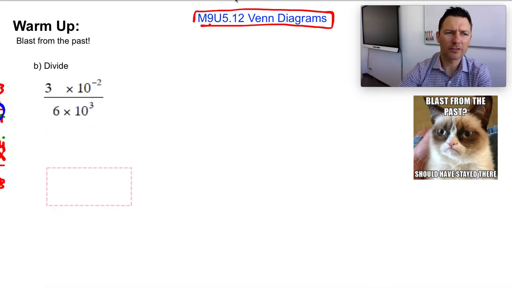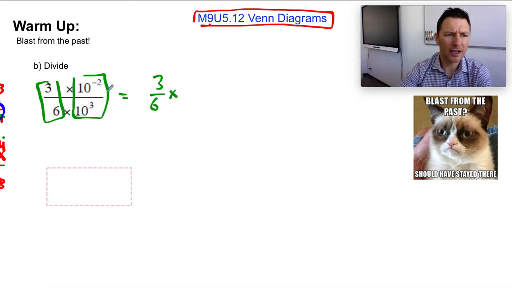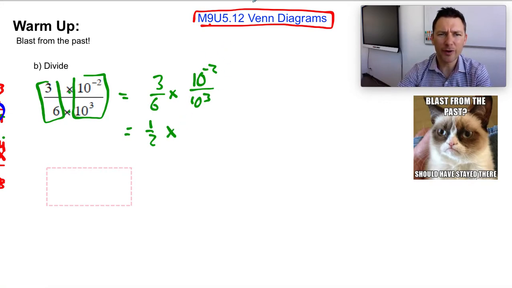With this mess, we're trying to divide, and what's nice about scientific notation is you can divide this part and divide that part and multiply them. So this should turn into 3/6 times 10 to the negative 2 over 10 to the third. This part's easy. It's half. And I'm going to turn it into a decimal in a second. We'll show you why. This, if you're not sure about it, think about maybe 2 to the 5th and 2 squared.